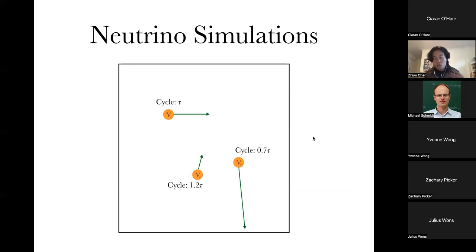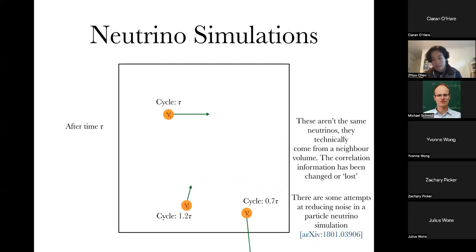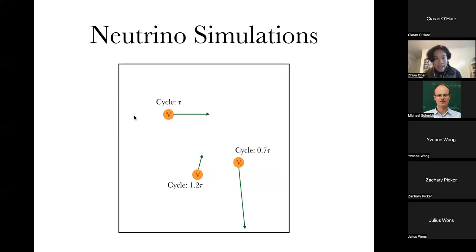Neutrinos can go very fast. So there's a good chance that they can cross the entire simulation volume's side length during a few time steps, especially if you're starting a simulation at very early times. So this neutrino here has a cycle time of tau. That means if it's going this way, it will exit this side of the box and then come back in and end up right where it started in about time tau.